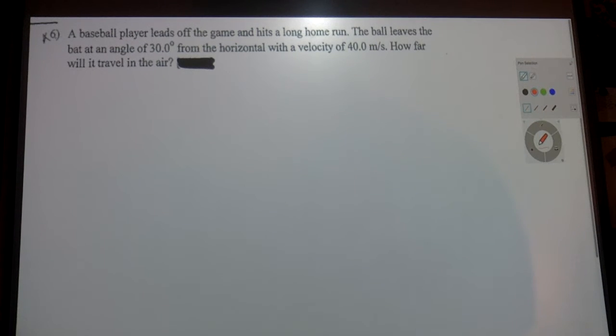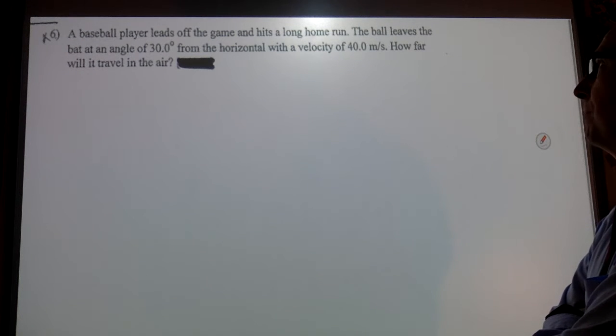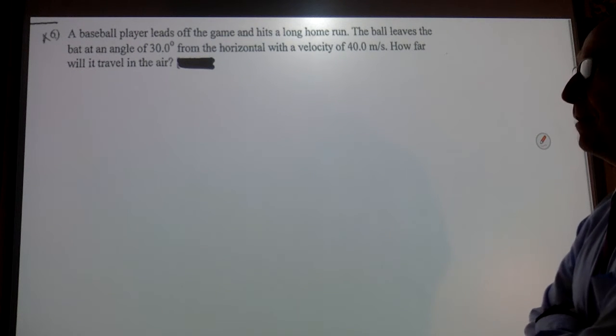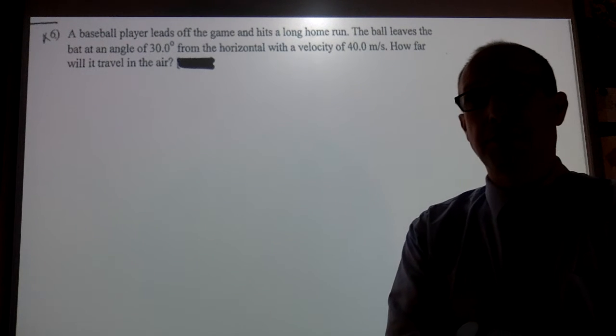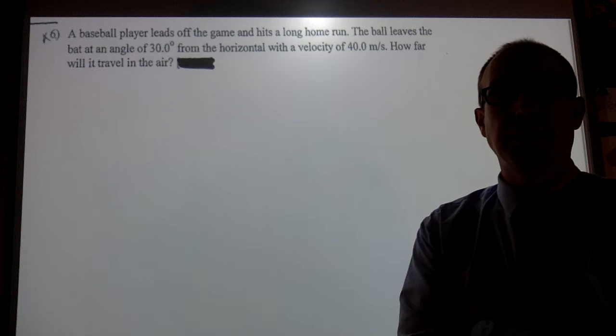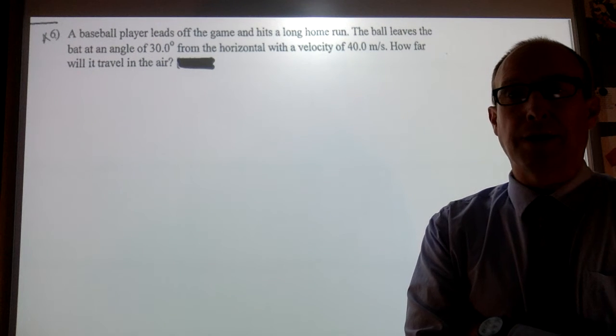All right, a baseball player leads off the game and hits a long home run. The ball leaves the bat at an angle of 30 degrees from the horizontal with a velocity of 40 meters per second. How far will it travel in the air? All right, so when we're talking about how far it's traveling in the air, we're talking about the range. So how far does it go in the x direction?